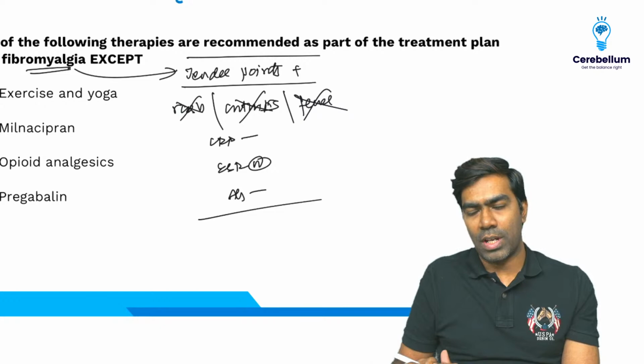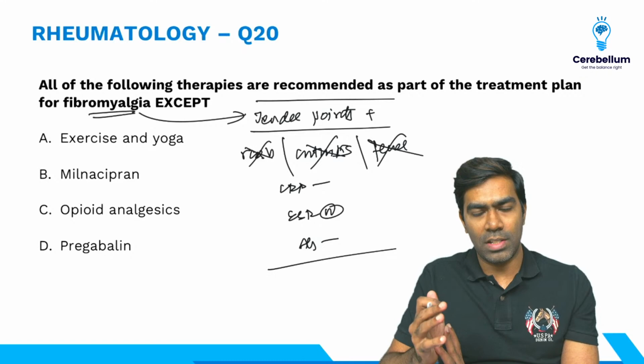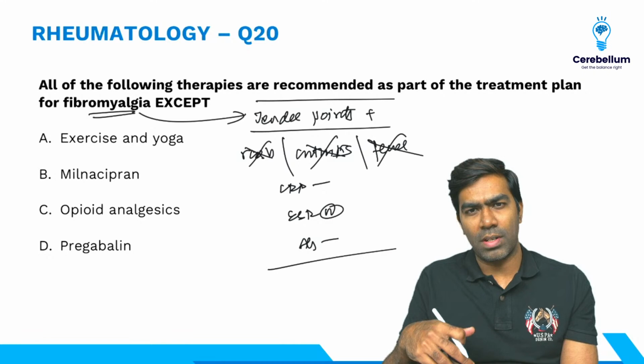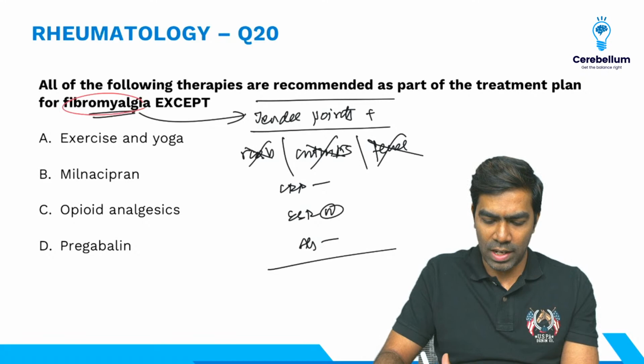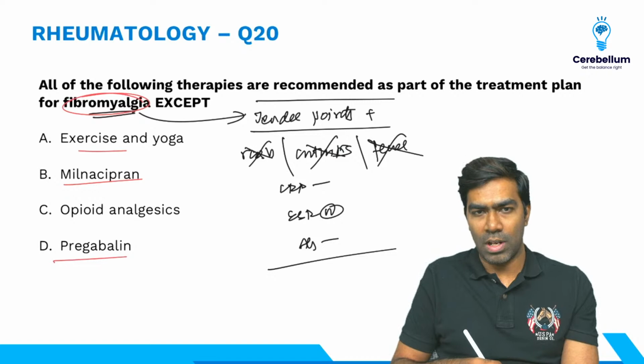So it's a functional problem. Everything should be all right. Which means the patient will be telling severe pain, but apart from that, everything else is fine. No rash, no arthritis, no fever, no organ damage. CRP normal, ESR normal, antibodies negative. Even endocrine issues are not there. So then you can diagnose fibromyalgia. So exercise and yoga are thought to be okay. Milnacipran is okay as well. Pregabalin also has been approved for treatment in fibromyalgia.